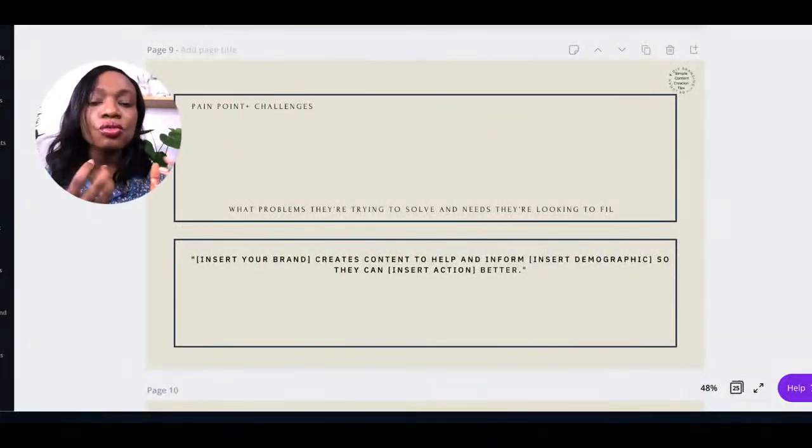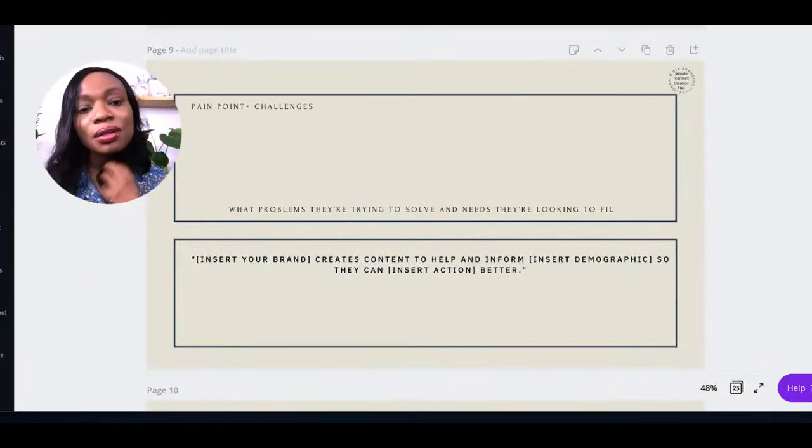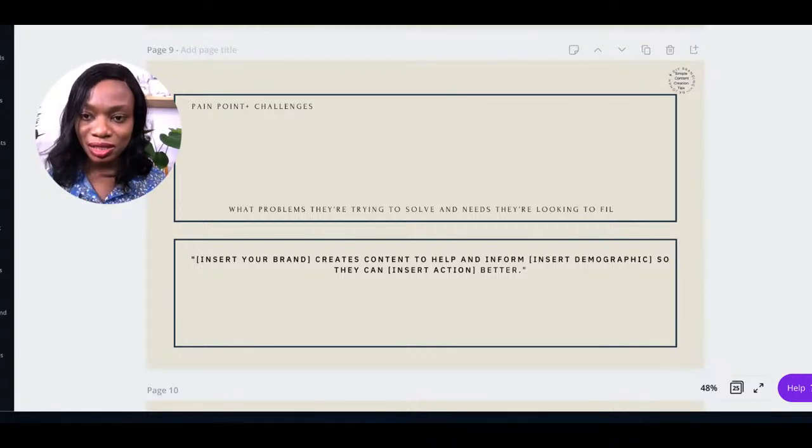You have to know what you do. What is your content statement? Insert your name, insert the demographic, insert the action. What action do I want them to take? What do I want them to execute? So she can create better value added content. Whatever actions I want them to take, I have to write it. It's best you know this.